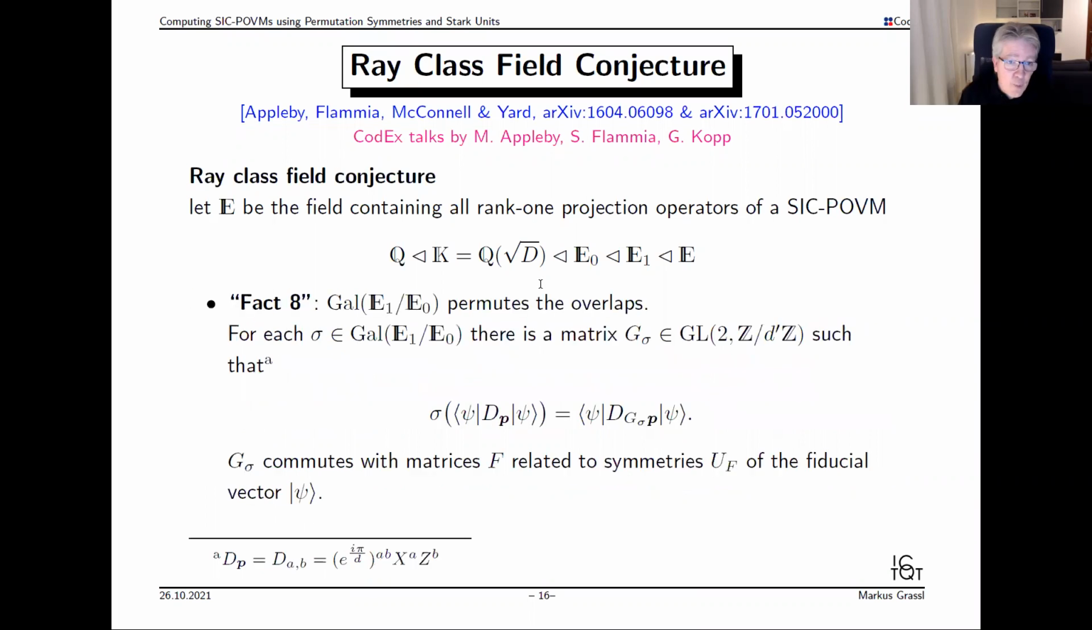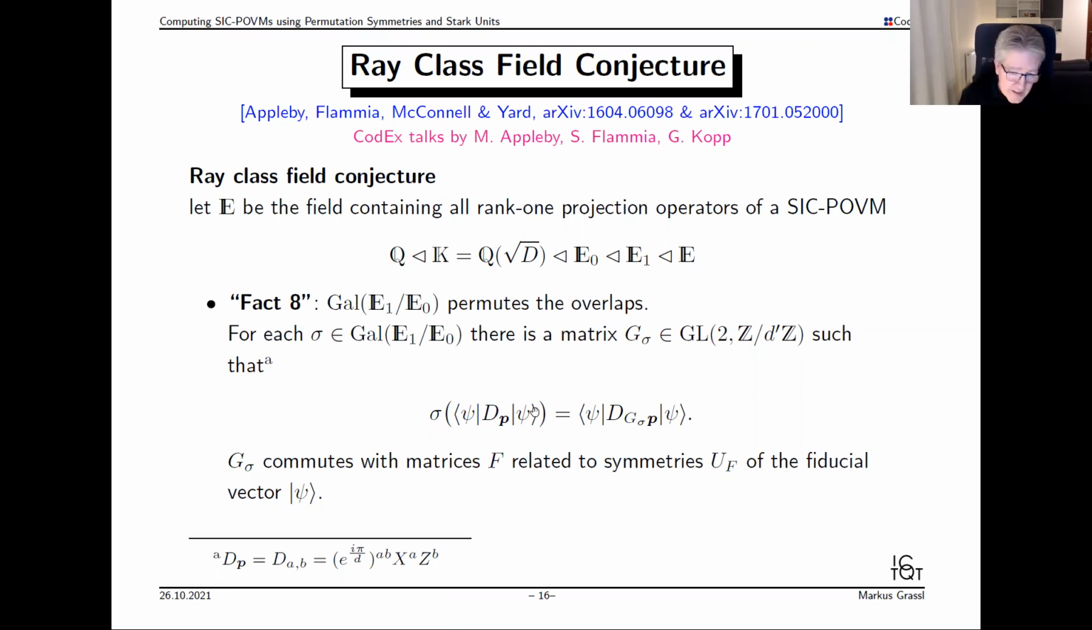And what is even more, just repeating the sequence of towers, if you go to these papers, you find some statements which are stated as facts, as observations the authors had made. And it turns out that this fact 8 says the Galois group of this intermediate field over this field E0, which turns out to be the Hilbert class field, acts as a permutation on the overlaps you're computing.